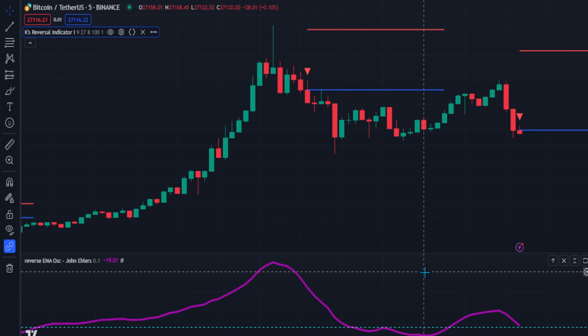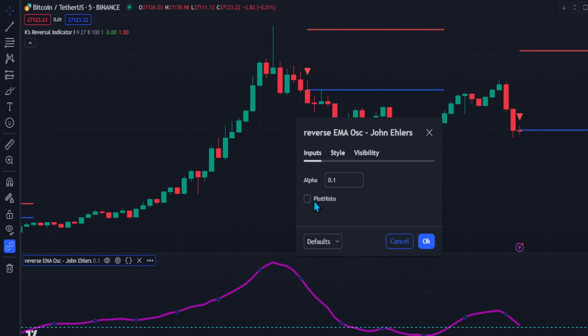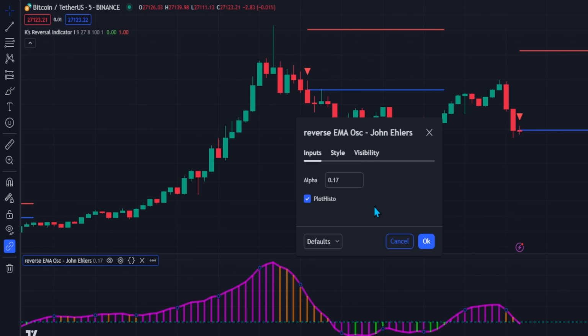Go to the settings of the reverse EMA indicator. From the Inputs tab, change the alpha value from 0.1 to 0.17. Then check the Plot Histogram option. After that, close the indicator settings.